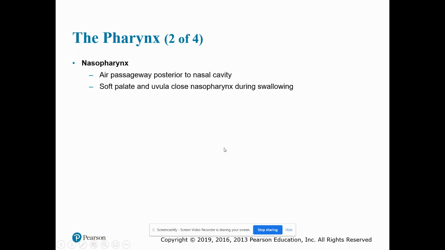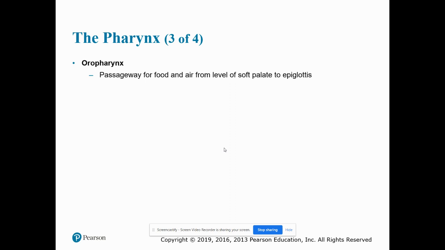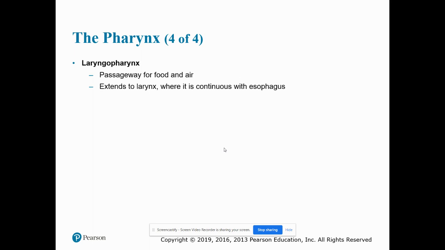So the nasopharynx serves as an air passageway. It's posterior to the nasal cavity. The soft palate and the uvula close the nasopharynx during swallowing. The oropharynx is a passageway for food and air from the level of soft palate to the epiglottis. And the laryngopharynx is a passageway for food and air, and it extends to the larynx, where it continues with the esophagus.